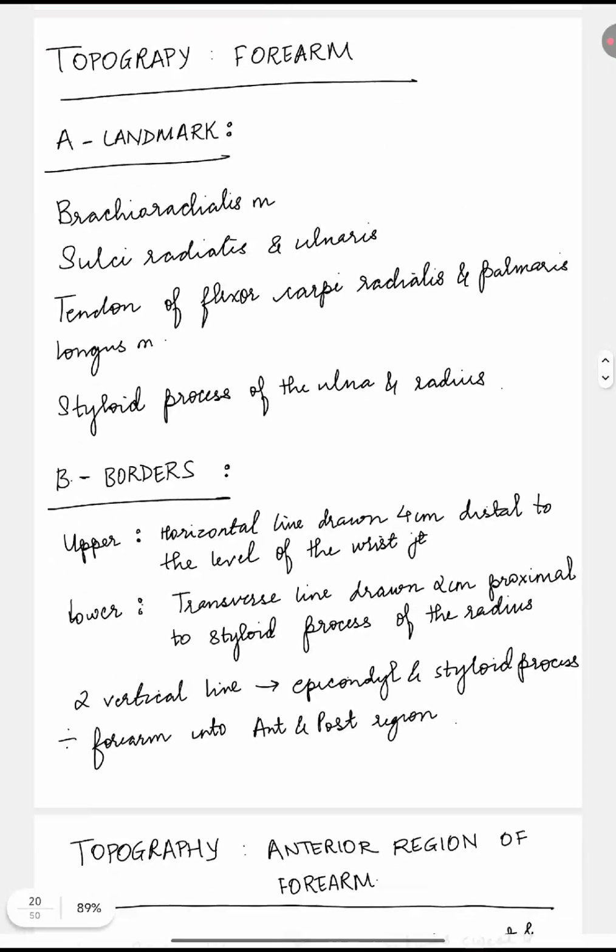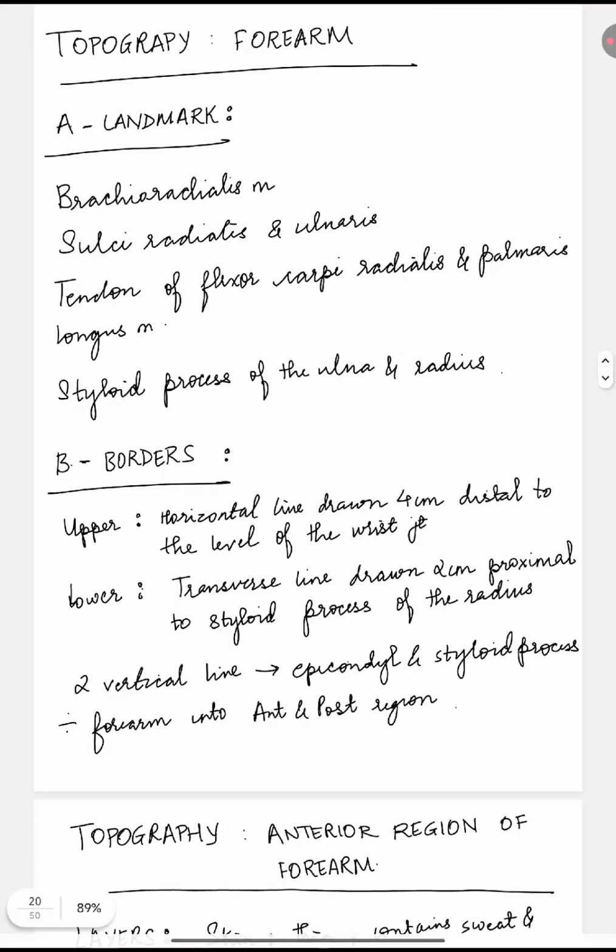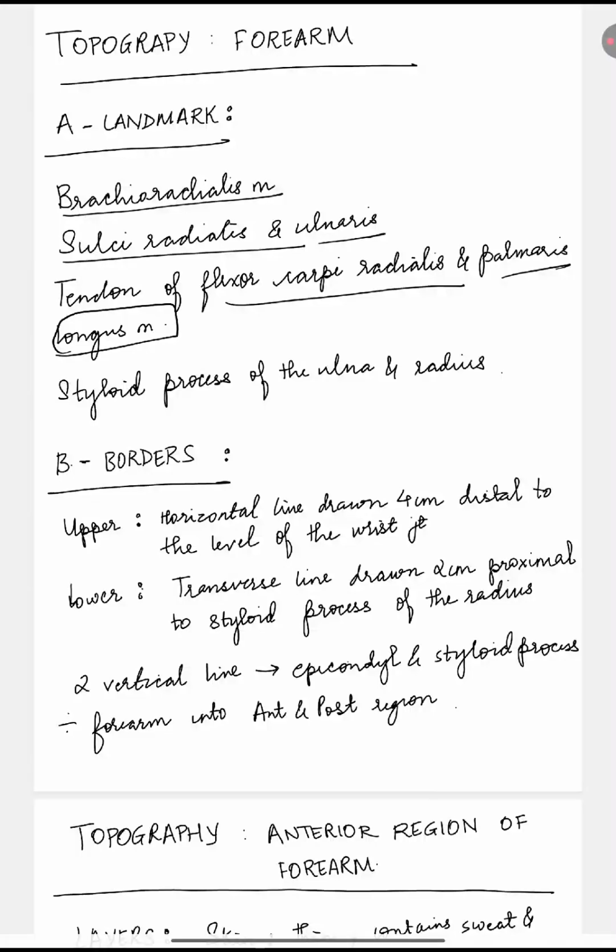Now we move on to the next topic, topography of forearm. Okay, what are the landmarks? First is the brachioradialis muscle, sulci radialis and ulnaris, tendon of the flexor carpi radialis and palmaris longus muscle. And fourth is styloid process of ulna and radius.